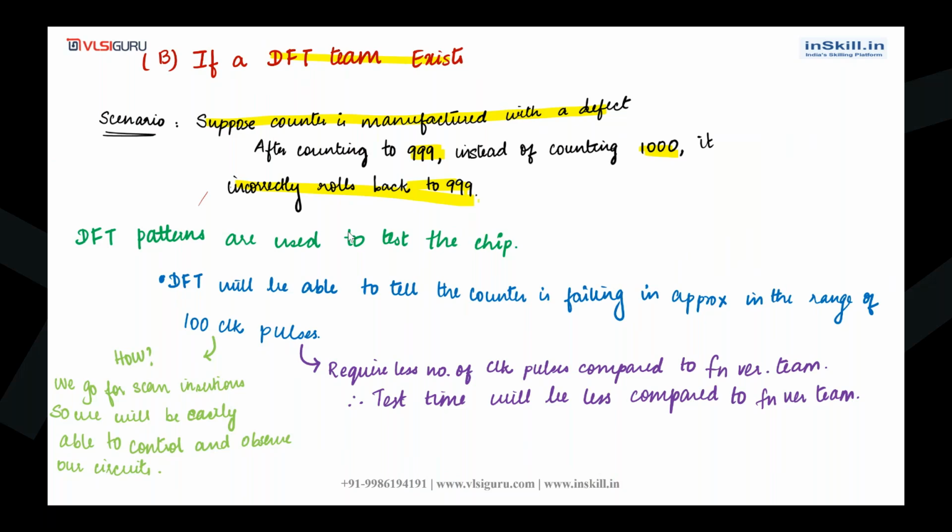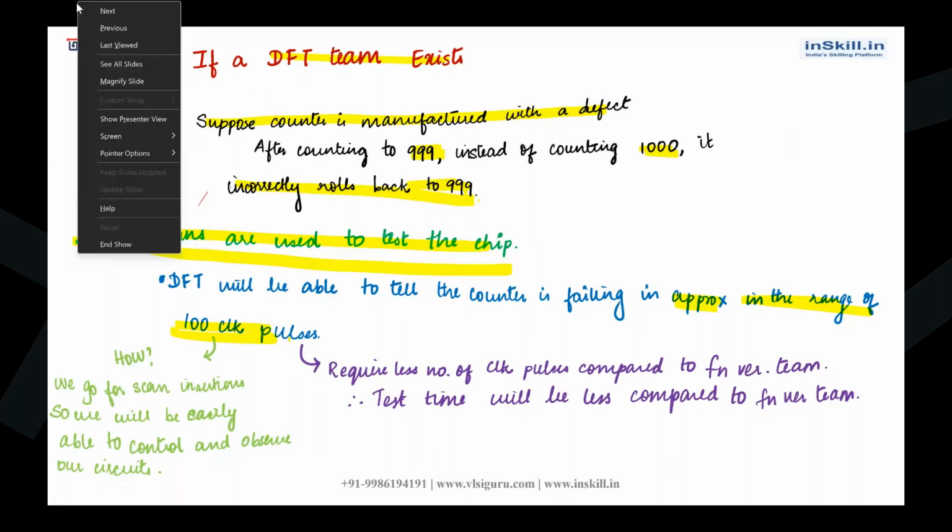Now if a DFT team exists, then what will happen? DFT patterns are used to test the chip. DFT will be able to tell that the counter is failing approximately in the range of 100 clock pulses itself.